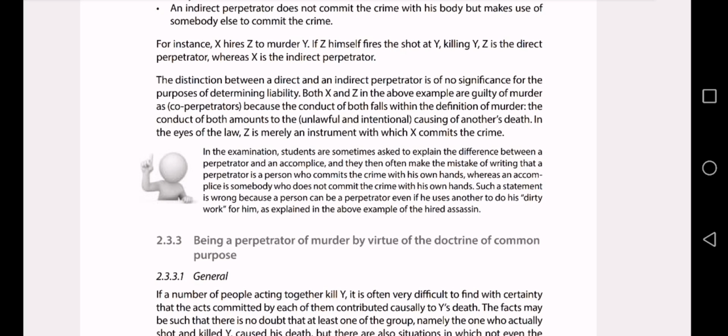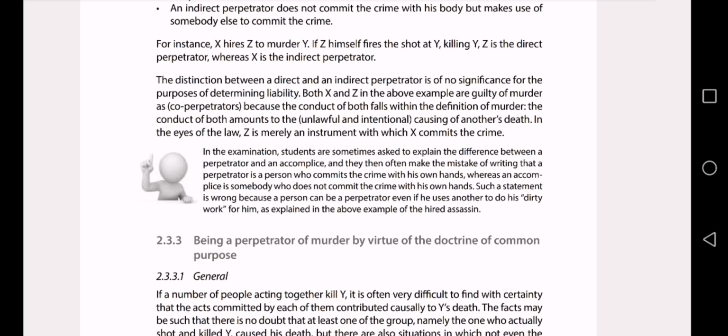X hires Z to murder Y. If Z himself fires a shot at Y, killing Y, Z is the direct perpetrator, whereas X is the indirect perpetrator.